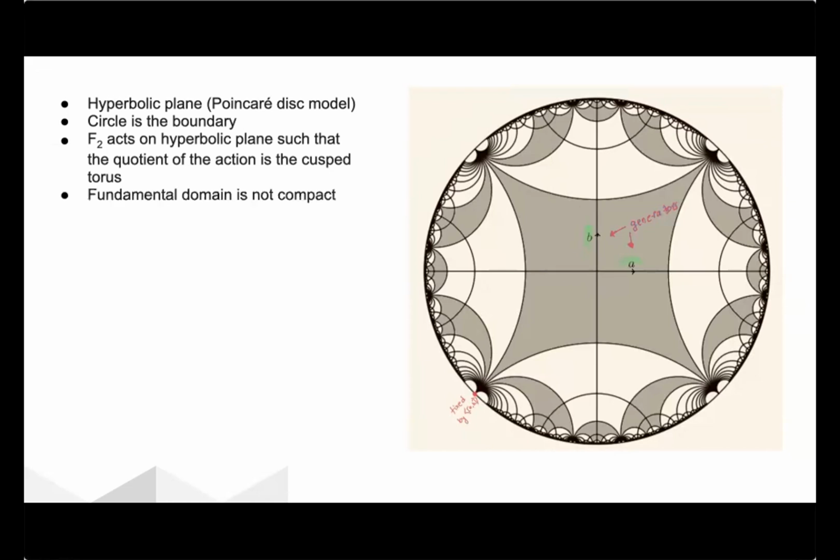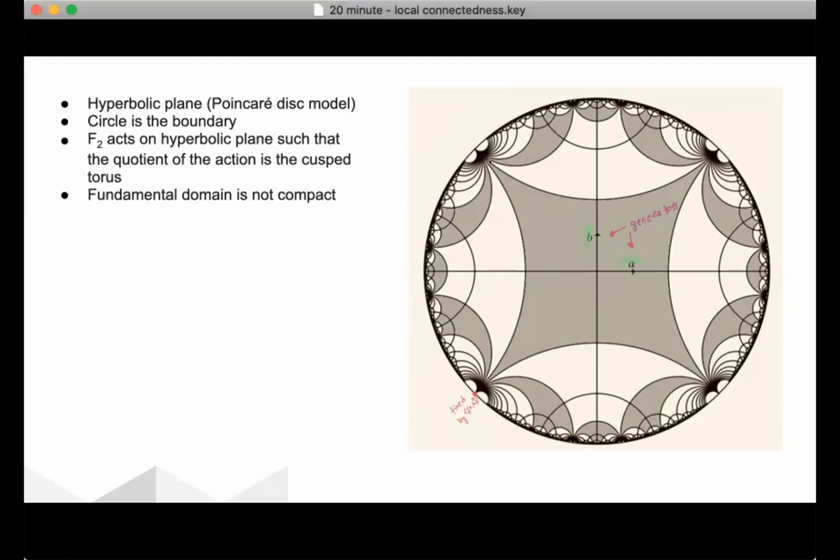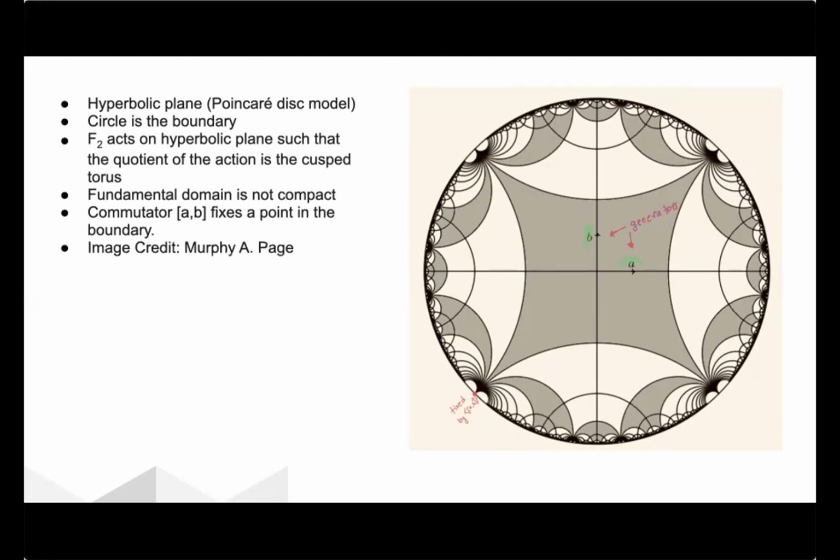One thing we notice in this picture, at least intuitively, is that this fundamental domain, which is grayed out here, is like this square that goes off to infinity in some sense, and is not compact. Another thing that we notice is that the commutator of these two generators, A and B, these two isometries, fixes a point in the boundary down here. The image is from a particular paper from Murphy Page, so I should indicate that.